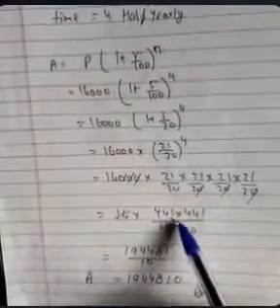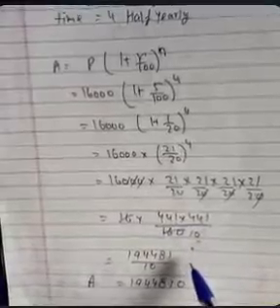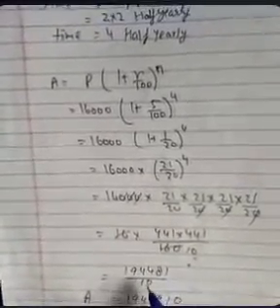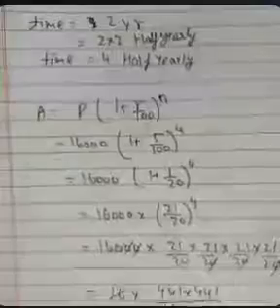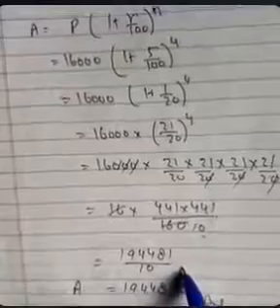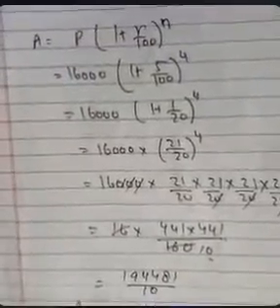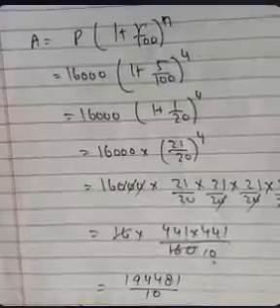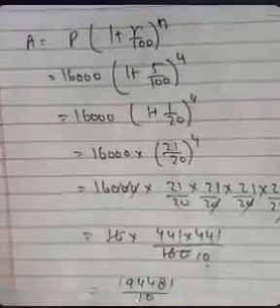Now 441 multiplied by 441 is equal to 1,94,481. Divided by 10 is equal to 19,448 rupees 10 paisa. This is the answer.